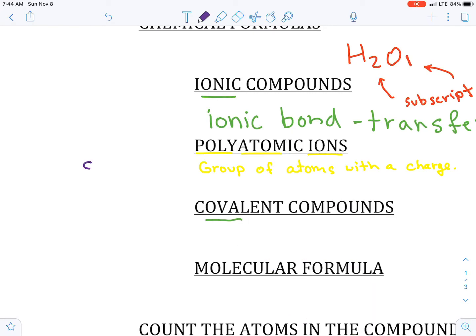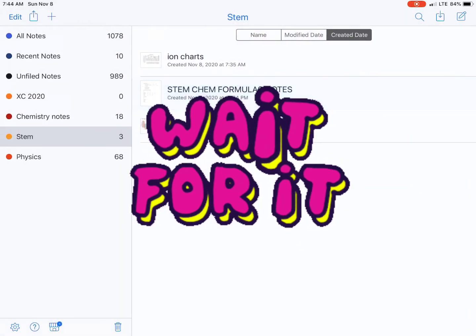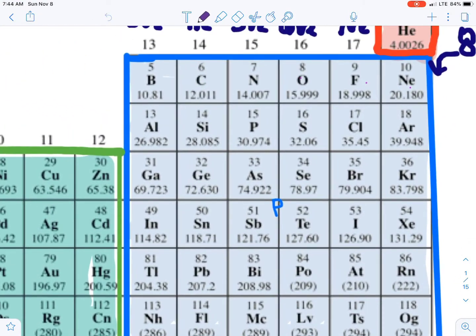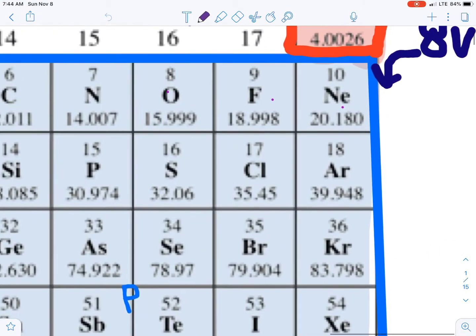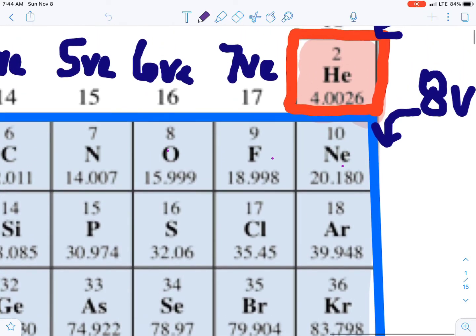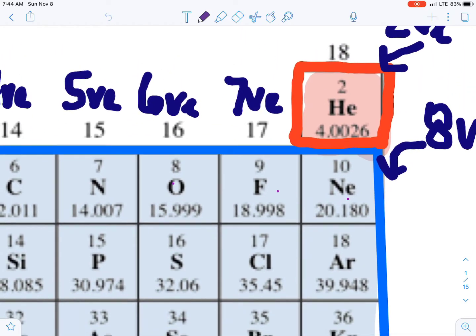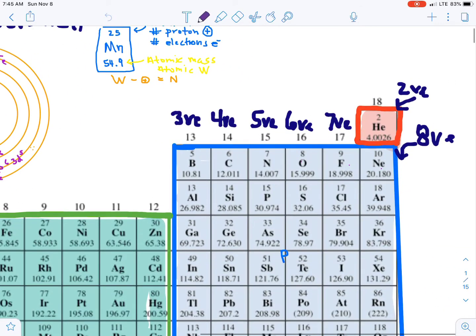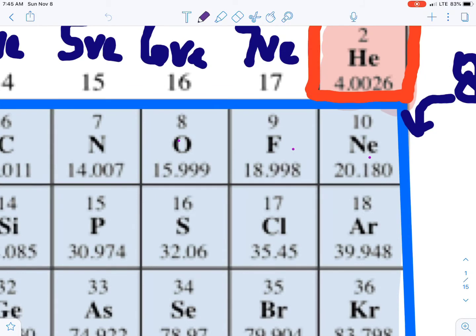Let's start with S. S has 6 dots. Now, how do I know this? Remember, look back on your periodic table. Oops, wrong table. S was right here, number 16. If you go up on your table, look what we wrote: 6 Ve. That means it has 6 outer shell electrons, 6 valence electrons. And we're going to bond it with oxygen. Oxygen is right there with it, so oxygen also has 6 valence electrons.